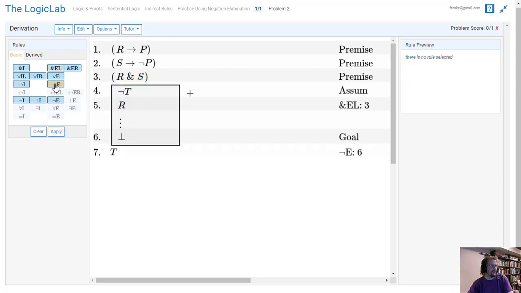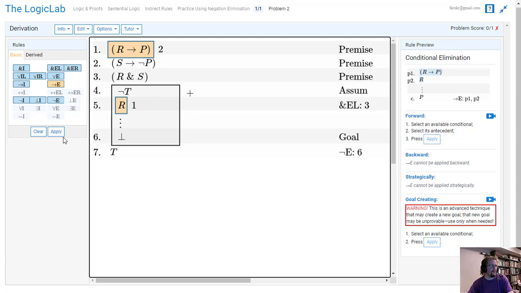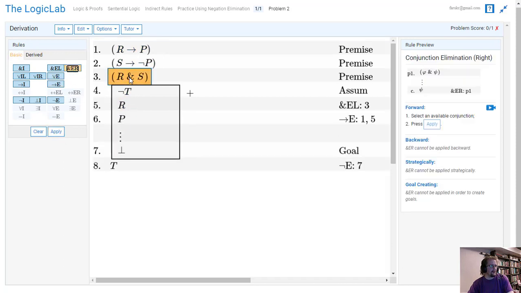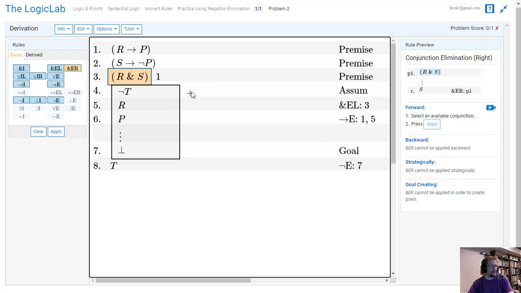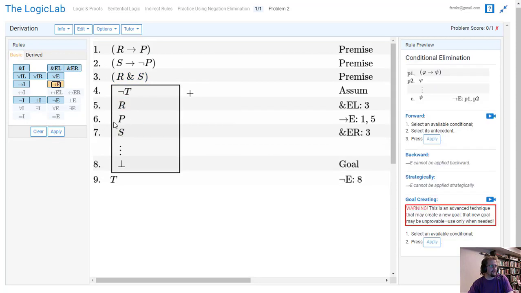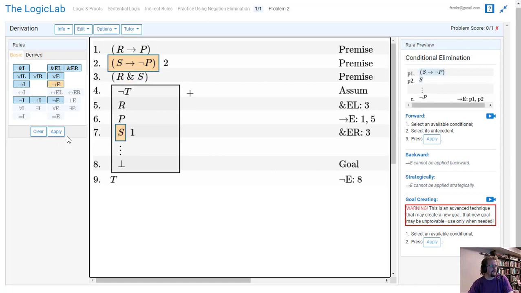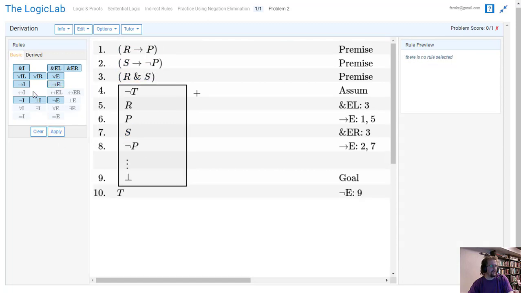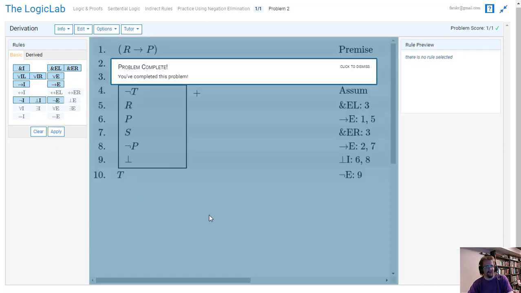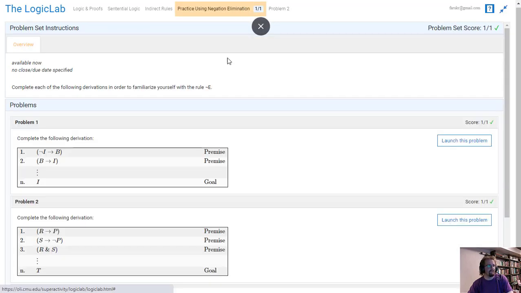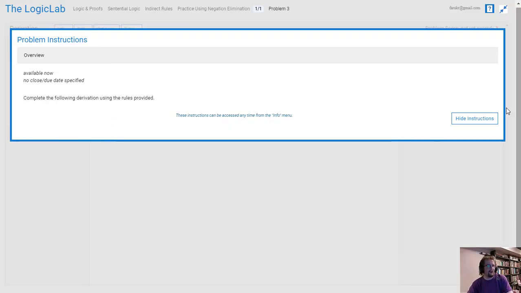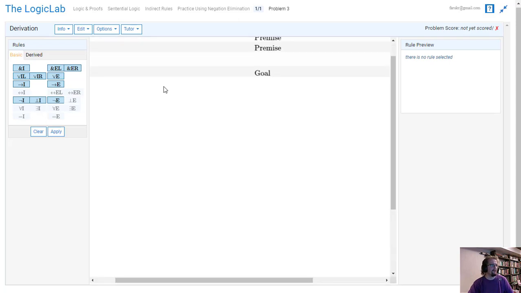Apply that, we get an R. Conditional elimination 1 and 5 gives us P. Conjunction elimination on the right, inside the box, gives us an S. Conditional elimination lines 2 and 7 are going to give us not P. Falsum introduction lines 6 and 8 give us a falsum, and then we're done. Let's take a look at the third option here, third problem.